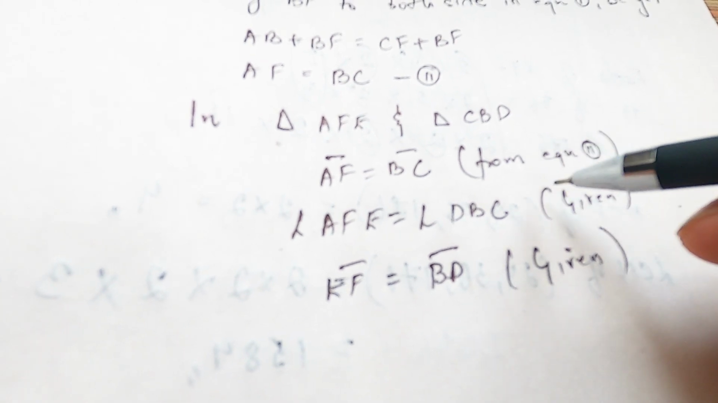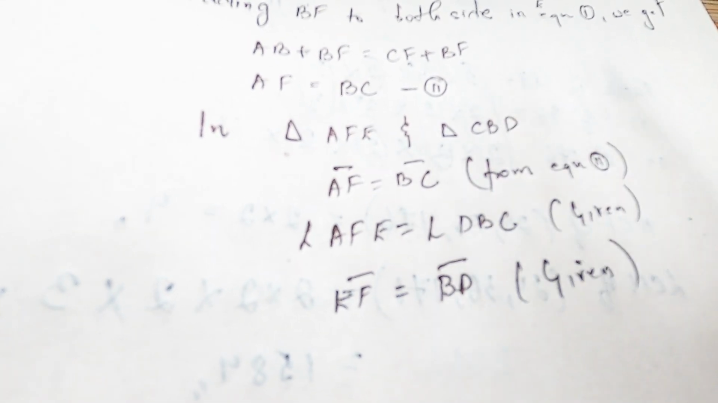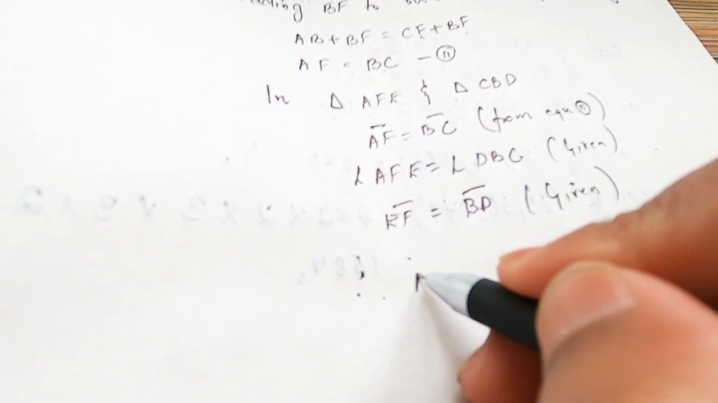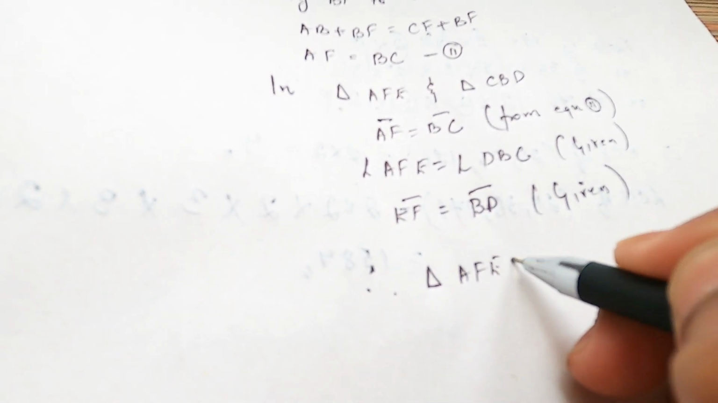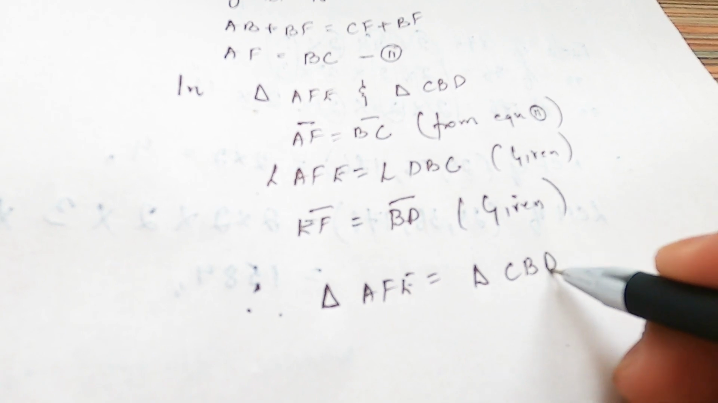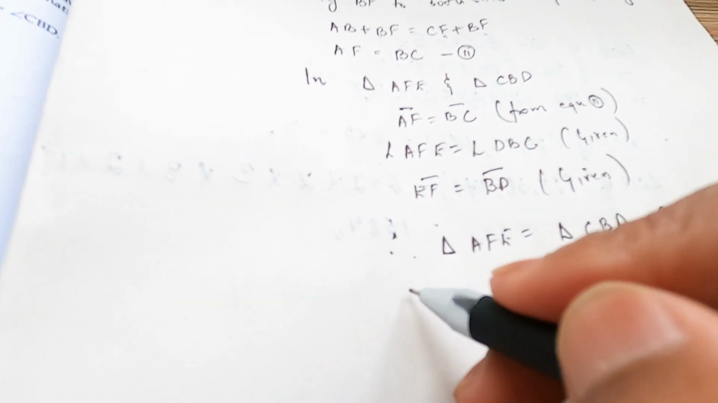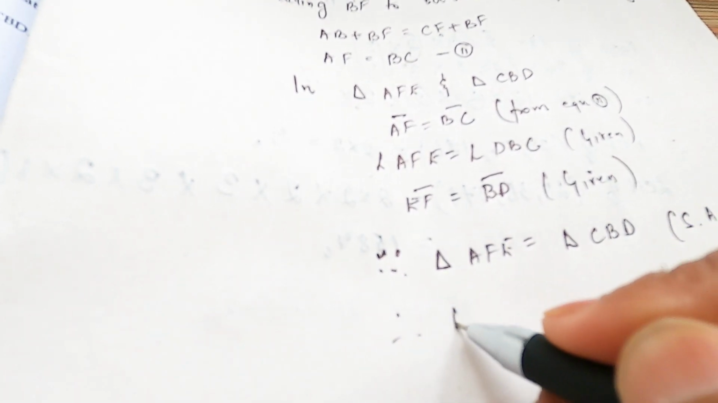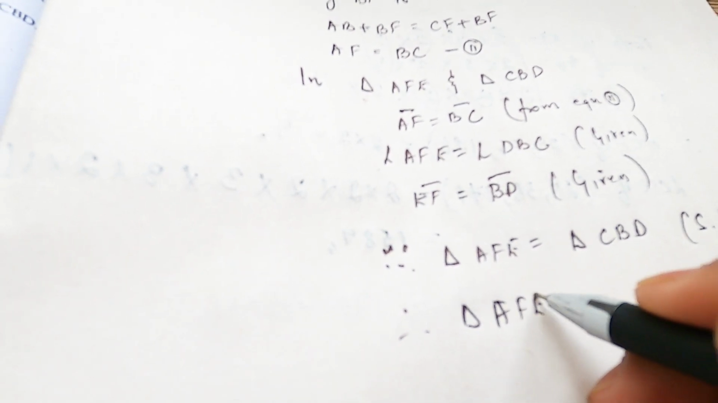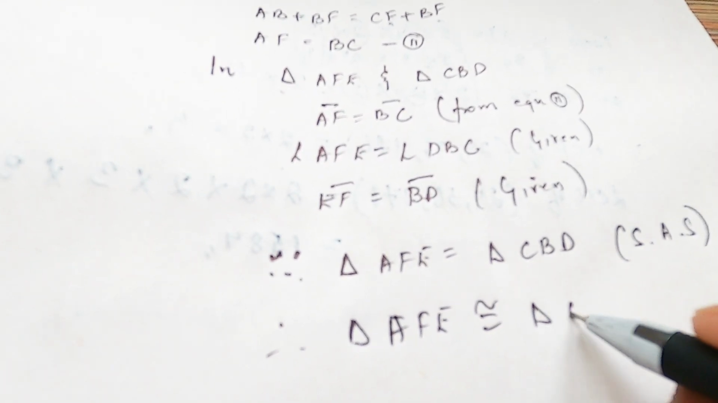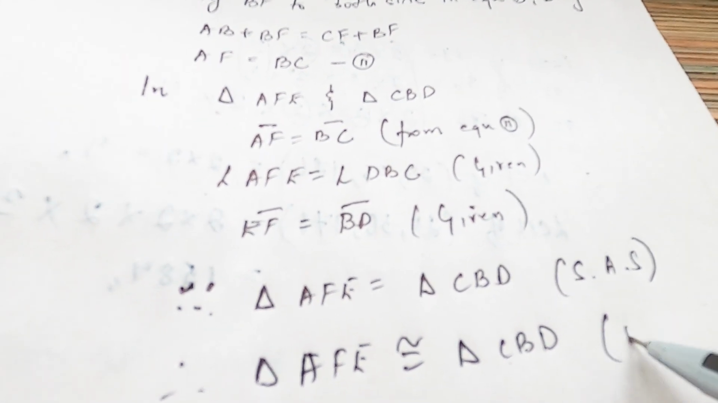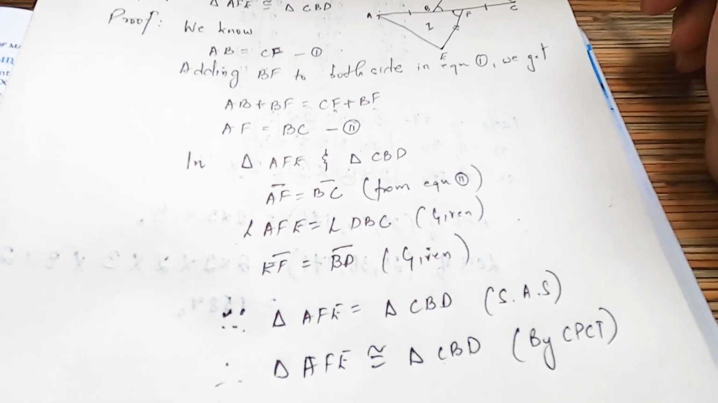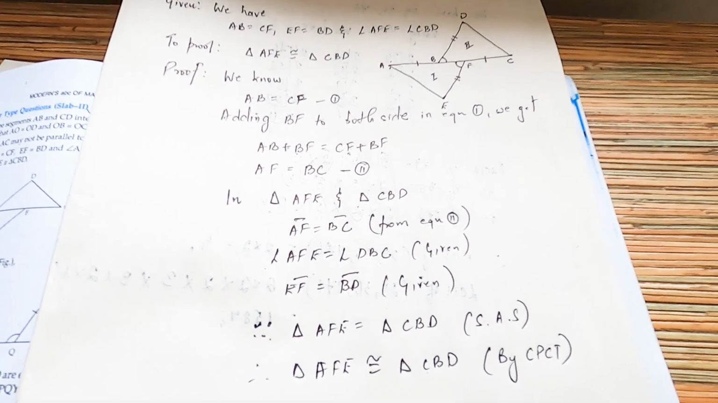So since it fulfills the three criteria, side, angle, side, we can say that the two triangles are equal. All right, so therefore triangle AFE is equal to triangle CBD by side, angle, side. So here it is, since. All right, so therefore triangle AFE is congruent to triangle CBD, all right, by CPCT. All right, so this will be your answer for question number 7.